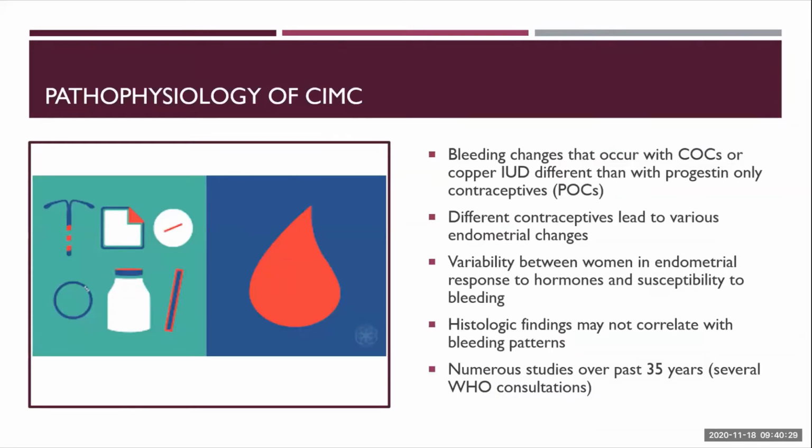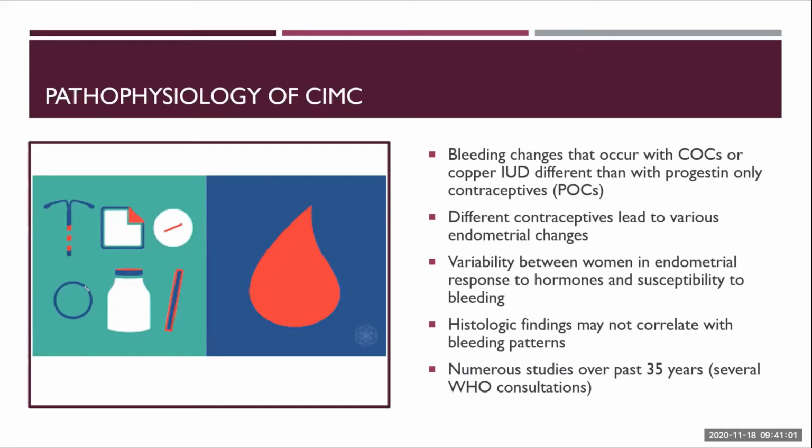With regard to the pathophysiology, one thing to note is that the bleeding changes that occur with combined oral contraceptive pills or with copper IUDs differ from those with progestin-only contraceptives, such as the LNG-IUS, injectables, or implants. I'm going to present this at a very high level, just for this audience, and also because this talk doesn't allow for it. But suffice it to say that different contraceptives lead to various different endometrial changes.